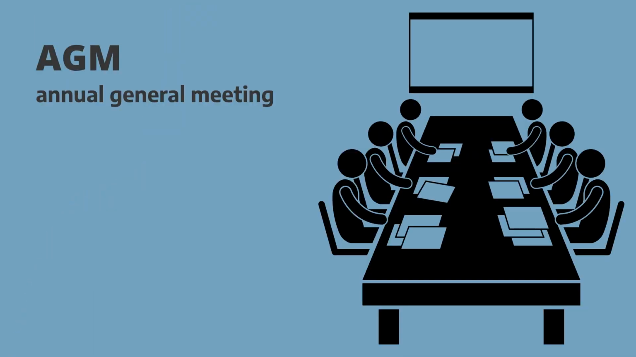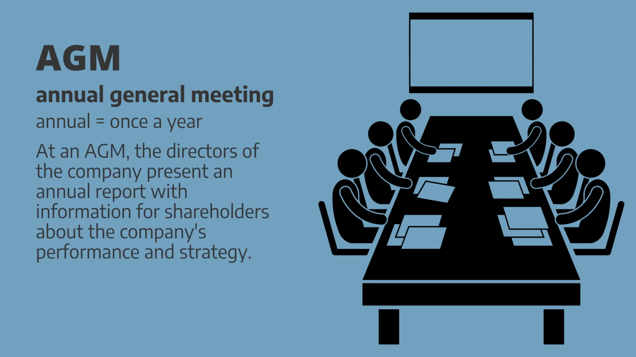And our next abbreviation is AGM, which stands for Annual General Meeting. So the word annual describes something that happens once a year. At an AGM, the company's directors present an annual report with information for the shareholders about the company's performance and strategy.